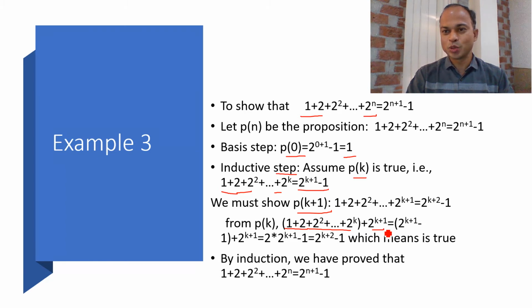If we put k equals to k plus 1, this term is basically 2 raised to the power k plus 1 minus 1, and we are adding this term, 2 raised to the power k plus 1. If we simplify this value, then we get 2 raised to the power k plus 2 minus 1. So we are able to prove for k plus 1. If we are able to prove for P(k plus 1), then we can write that our induction is true for number n. So in this way, we have proved this formula.